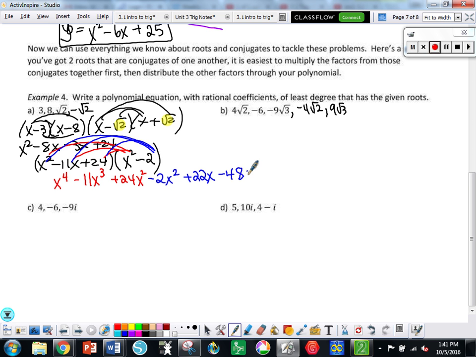Simplify that. I actually lied. We're not going to do part B. I would rather do a homework problem with you than that one.